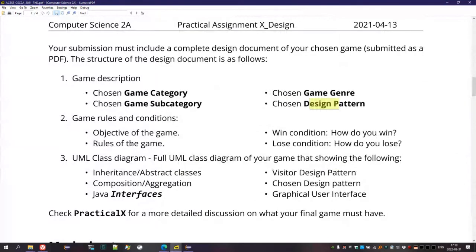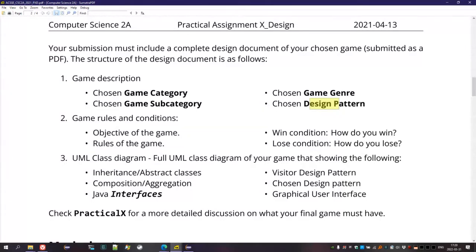The second part of your design is what are the rules and conditions for your game? How do you play the game? What happens at each of the circumstances? Again, it's not going to be very complex, but you need to indicate what you need to do in the game. So that's your objective. You need to indicate the rules of the game. How is the game actually played? How do you win? And how do you lose? That's the 4 parts that we need for rules and conditions.